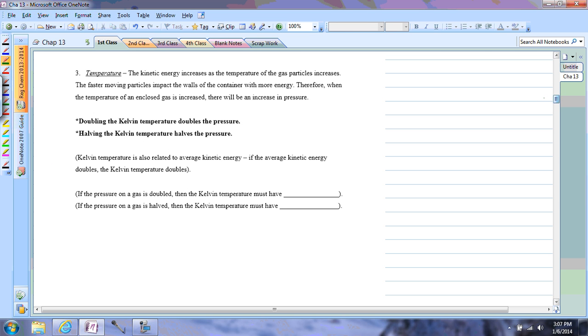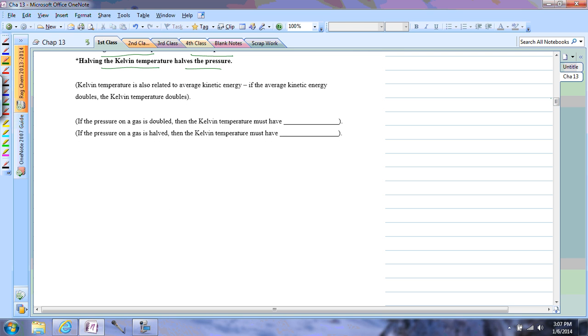So number 3, temperature. The kinetic energy increases as the temperature of the particles increases. The higher the temperature, the more kinetic energy. The faster moving particles hit the walls with more energy, which increases the pressure. Doubling the Kelvin temperature doubles the pressure. Taking half of the Kelvin temperature will halve the pressure.